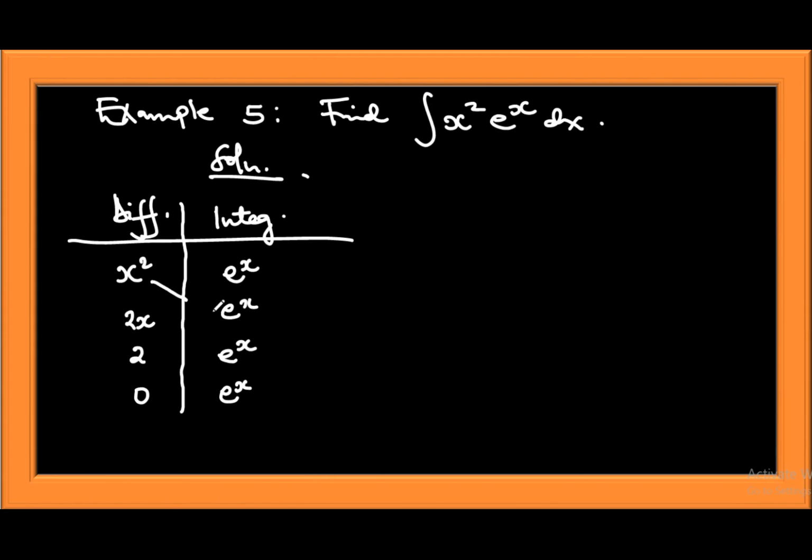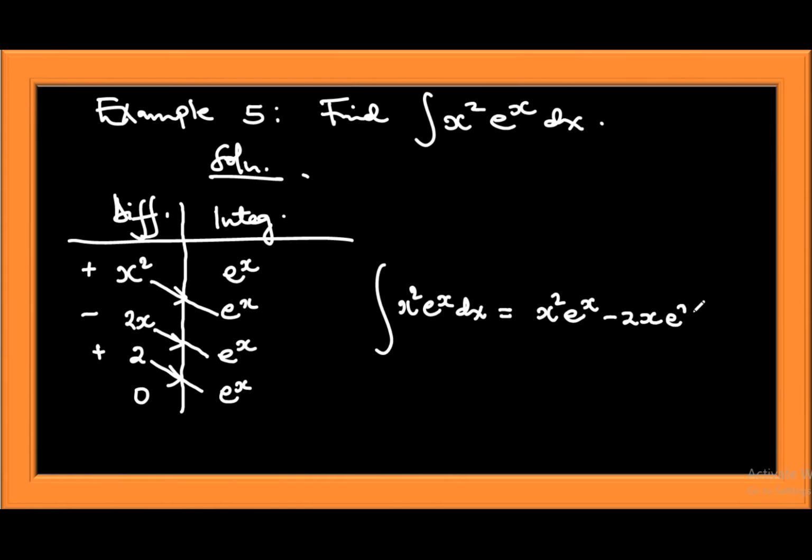So from here, we now have our diagonals drawn systematically. So at the end of the day, this is plus, this is negative, this is plus. So we shall say the integral of x squared exponential x with respect to x is equal to x squared exponential x. It's now going to be minus 2x exponential x, and then plus 2 exponential x plus a constant of integration. And we're done.